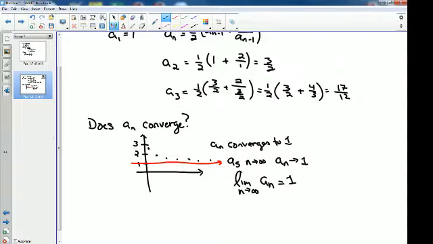So this is how we determine, does a sequence converge? It has to converge to the limit as n approaches infinity has to get a number. That's it. Yeah. So if there's a number here, A sub n converges.